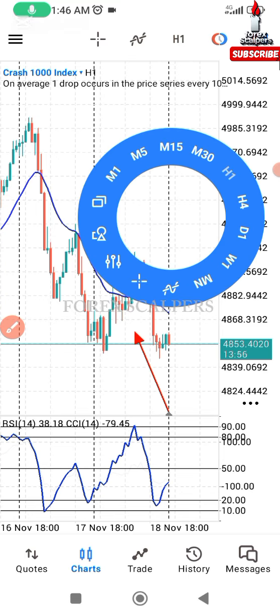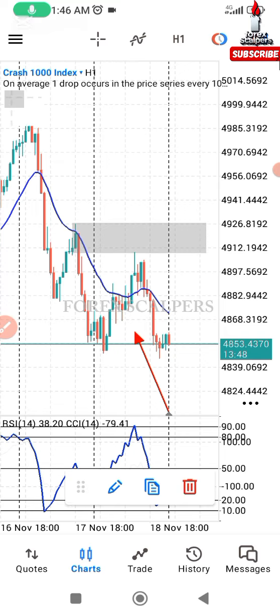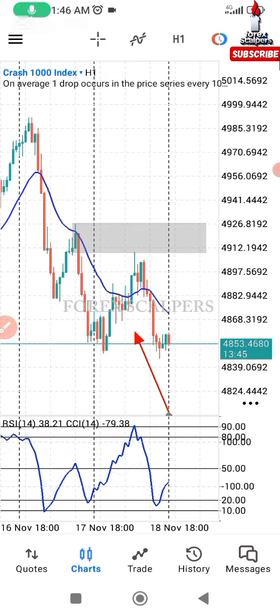So our point of interest has structural points. So here is our lower high. So we have this point of interest here. This is one of our other blocks. So it is a typical point of interest.